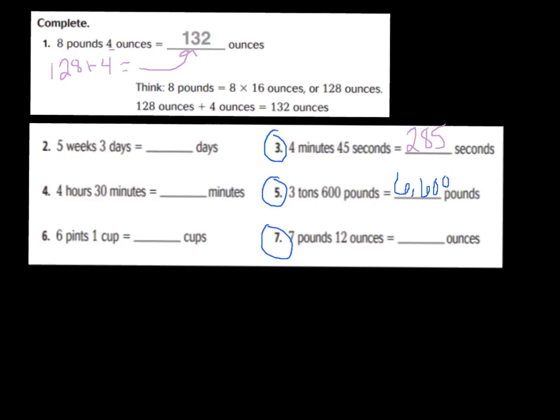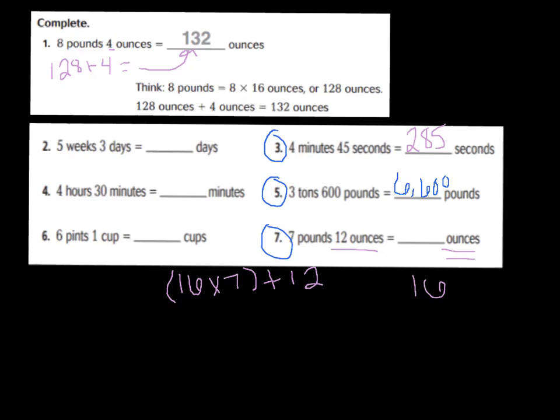Okay, let's look at number 7. It says 7 pounds, 12 ounces equals how many ounces? So I need to change my 7 pounds to ounces, and then I need to add my extra 12 ounces. Well, my measurement sheet, which you should have out also, tells you that in 1 pound there are 16 ounces. Well, I have 7 pounds, so I should first start with 16 times 7, and then I'm going to add my extra 12 ounces to that.